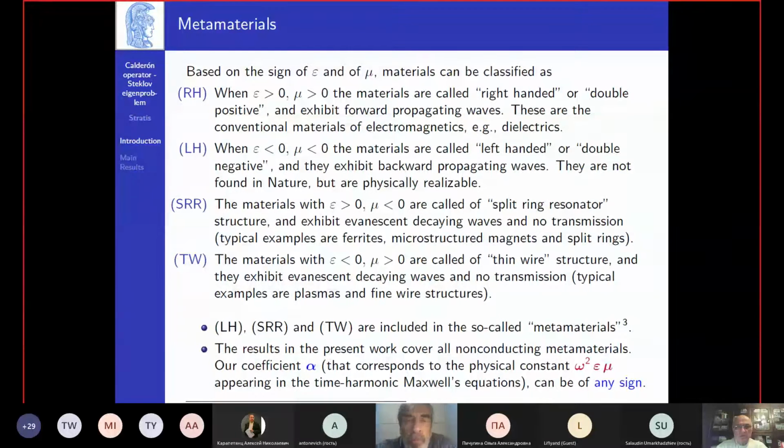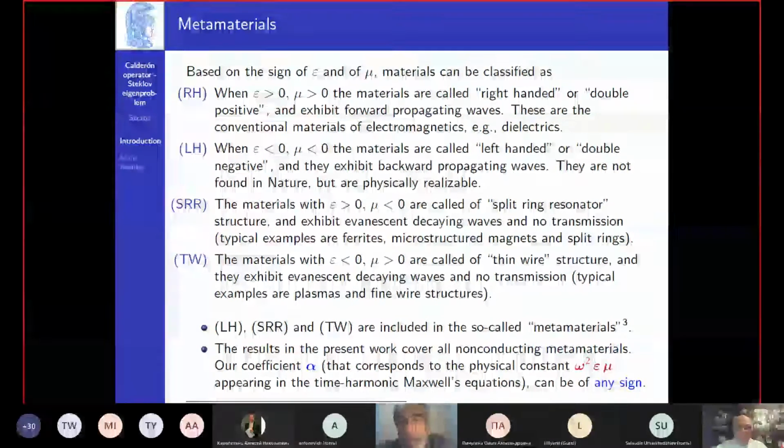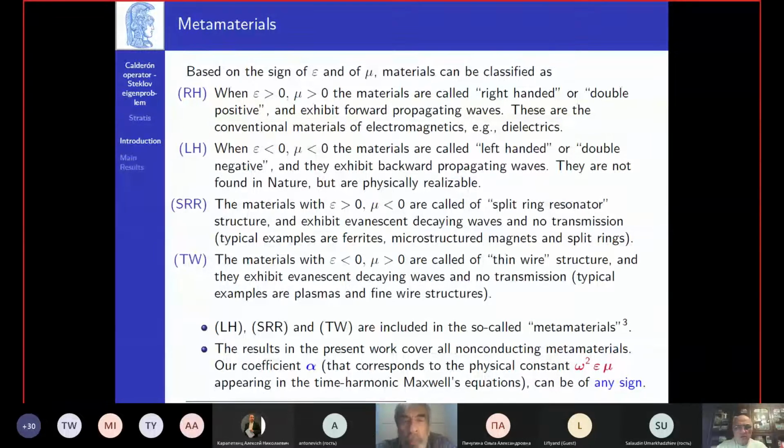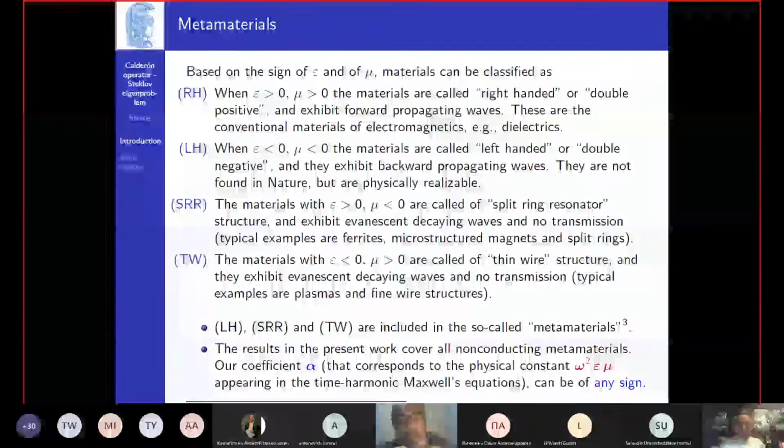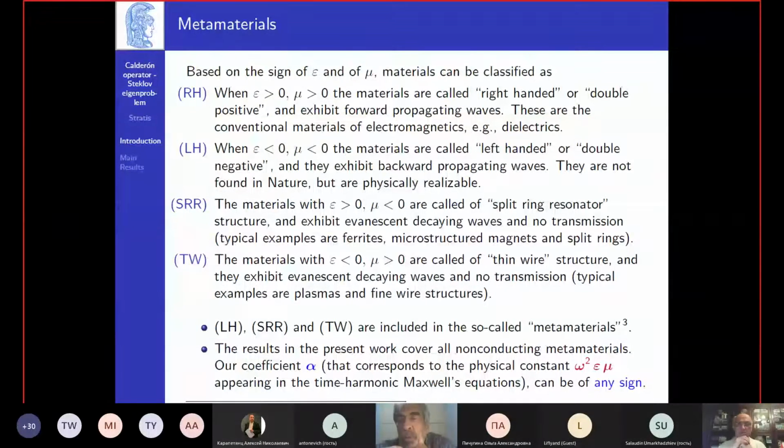When epsilon is positive and mu is negative, we have the so-called split ring resonators. And when epsilon is negative and mu is positive, we have the thin wire structure. So all these three, apart from the first, which is the classical case, the dielectrics, are included in the so-called metamaterials. And so the results that I'm going to present cover all non-conducting metamaterials. This will be seen because our coefficient alpha, that corresponds to the physical constant omega square epsilon mu, can be of any sign, so we can cover these cases.